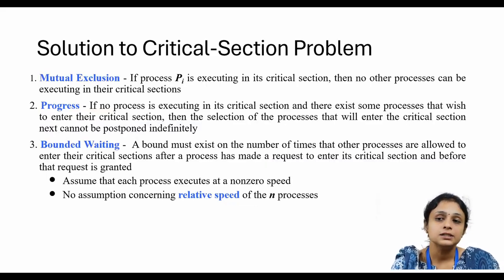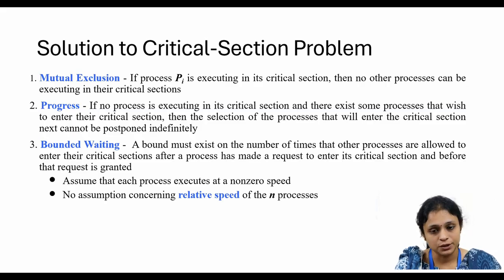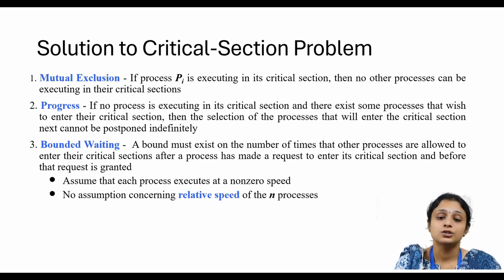So a critical section problem has two solutions. One is the hardware solution, called synchronization hardware, and the other one is the software solution, which is the Peterson solution. We are not discussing the solutions over here, but a solution to the critical section problem must follow three conditions. One is mutual exclusion, then we have progress, and then we have bounded waiting.